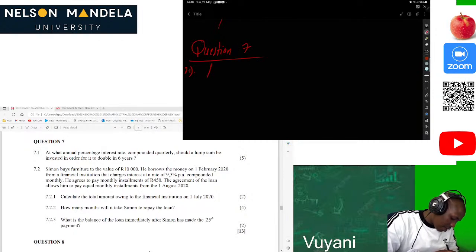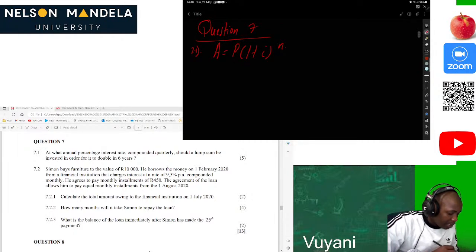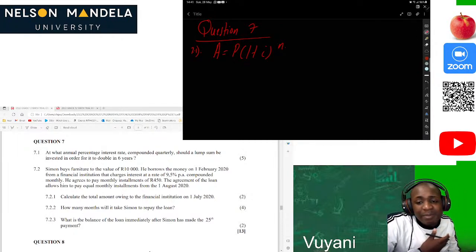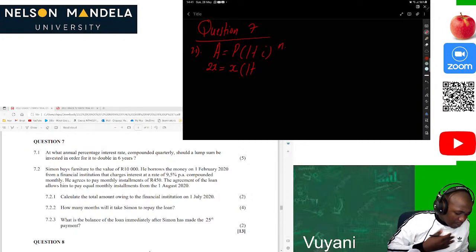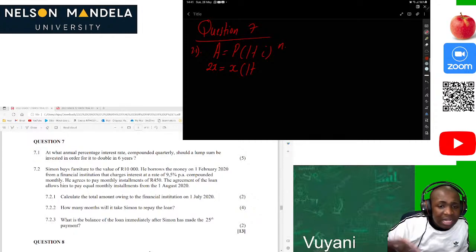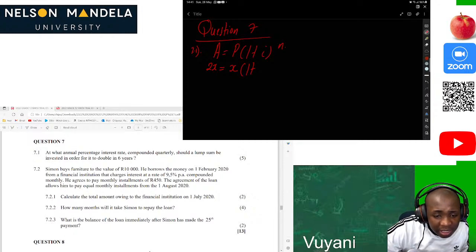7.1. So A is equal to P(1 plus i) to the power n, which is the compound formula. Now let's just make our principal value to be X. So let's say this is X. So definitely the accumulated amount will be 2X. Then 1 plus our interest rate. We were not told the interest rate. It's what actually we are calculating. Let's look at that again.